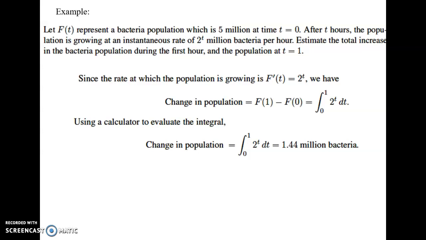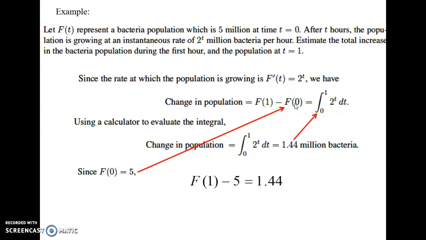We used the calculator to evaluate the change in the population from 1 to 2 and got 1.44 million bacteria. And then we knew that the population at time 0 was equal to 5 million. So if we look at this equation up here, if we know that this is 1.44 million and we know this is 5 million, then f of 1 will equal the solution to this equation. So f of 1 will be 6.44 million bacteria, which is the answer to our problem here.